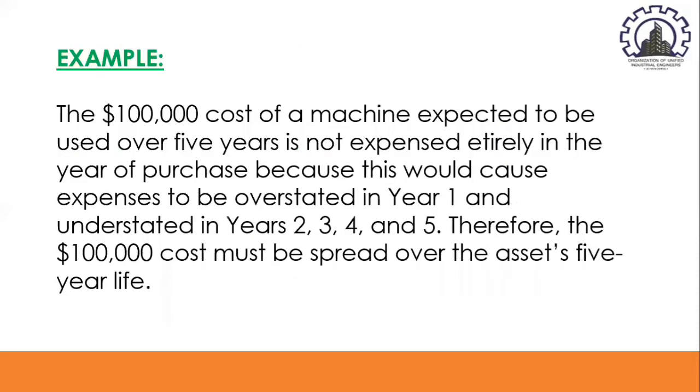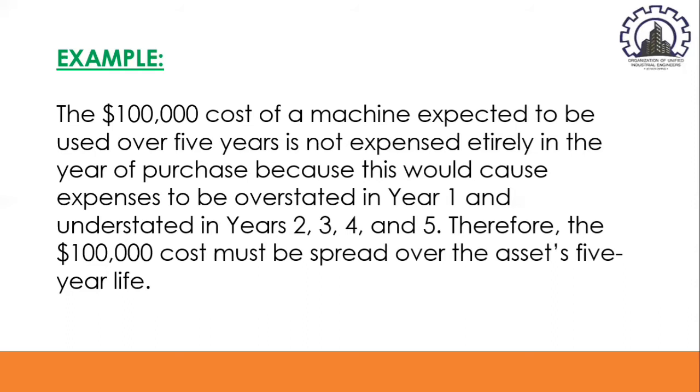So, for example, the $100,000 cost of a machine expected to be used over 5 years is not expensed entirely in the year of purchase because this would cause expenses to be overstated in year one and understated in years two, three, four, and five. And therefore, the $100,000 cost must be spread over the asset's 5 years life. Now, in order for us to better understand this, we need to discuss depreciation.